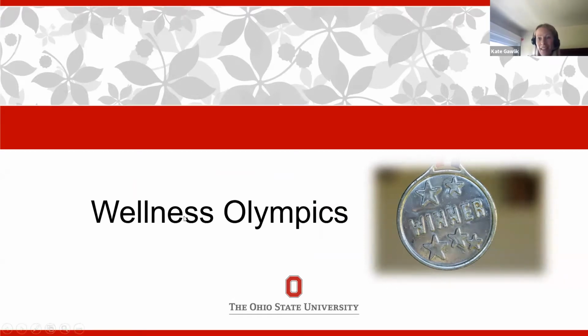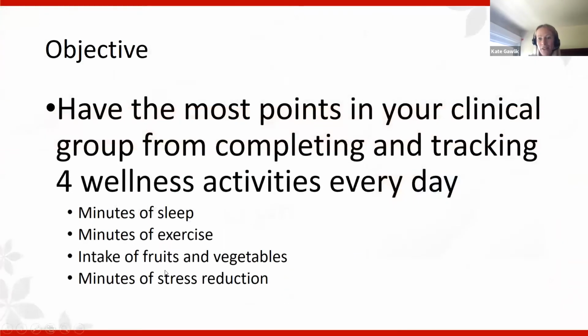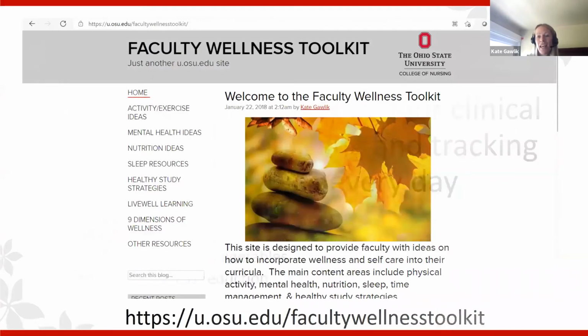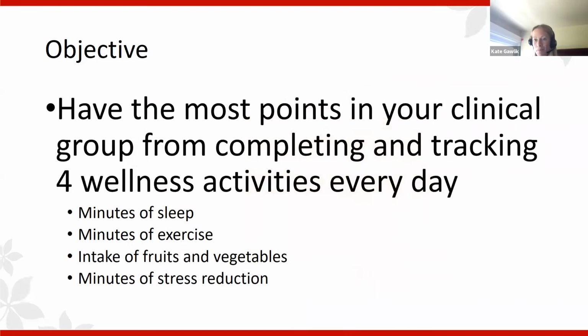Another thing that Alice and I had implemented this year were the Wellness Olympics. And we did this both at the undergrad and grad level. And the courses that we used had clinical groups. So we actually had these groups compete against each other. And what they had to do is track 4 different wellness activities. And those were minutes of sleep, minutes of exercise, their intake of fruit and vegetables, and then their minutes of stress reduction. And then we ended up putting in some money, and the winners actually got gift cards.